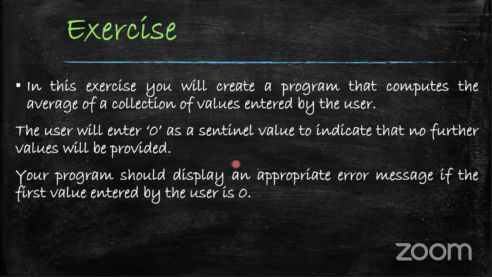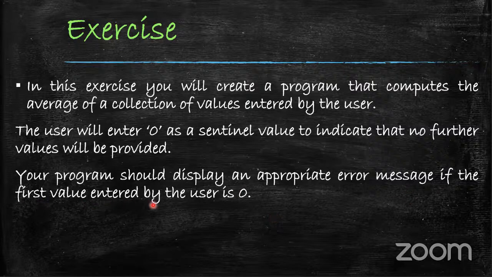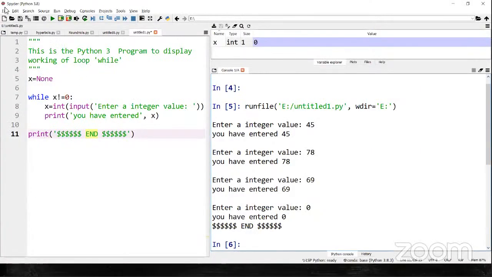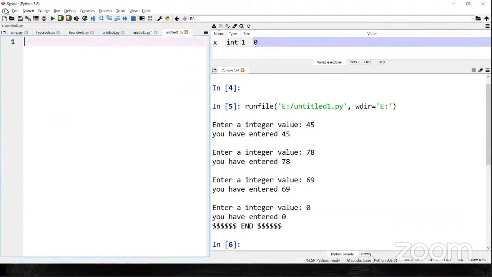So let's write a program which will do this job. We should have one more condition: your program should display an appropriate error message if the first value entered by the user is 0. That is clear. So what we'll do now, we'll first just do it with the first two paragraphs. The third paragraph, printing an error message when the first value entered is 0, we'll see later. I'll just start with the program.